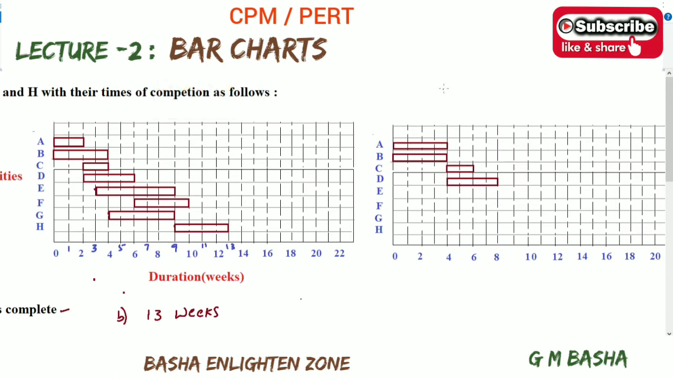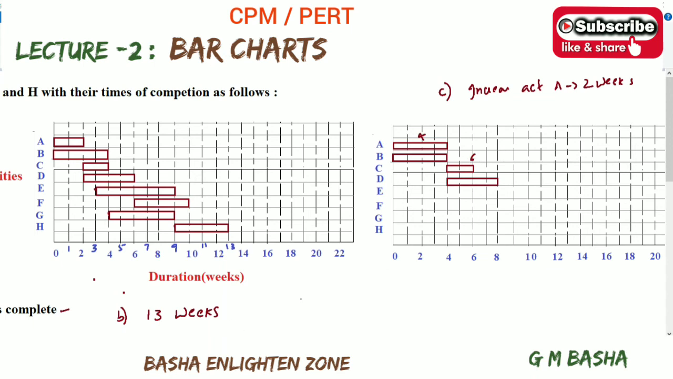see, this is question C: increase activity A by 2 weeks. Here A will be increased by 2 weeks, totally 4 weeks, and it will affect C. The start of C will be at the 4th week and its completion will be at 6. Like that, each activity is related to another.